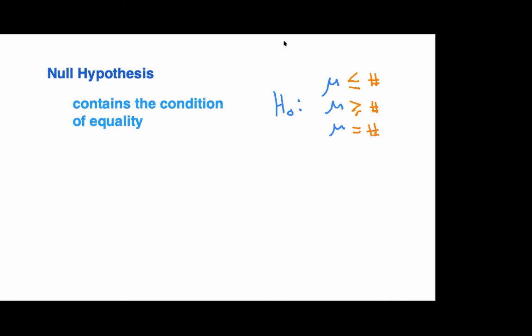Now, again, we want to remember that what we're capturing here is this idea of the quote unquote straw man, the straw man of the straw man argument. Most of the time, we don't actually believe this to be true. We actually believe the alternative hypothesis. So again, it's the alternative hypothesis that is usually the claim.